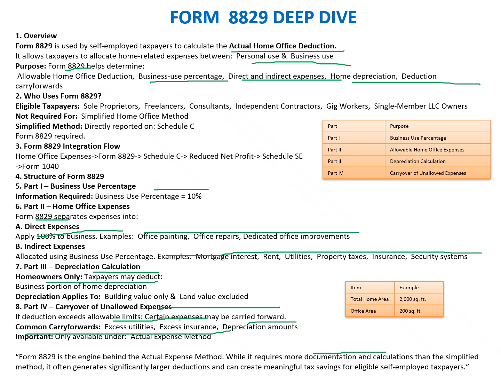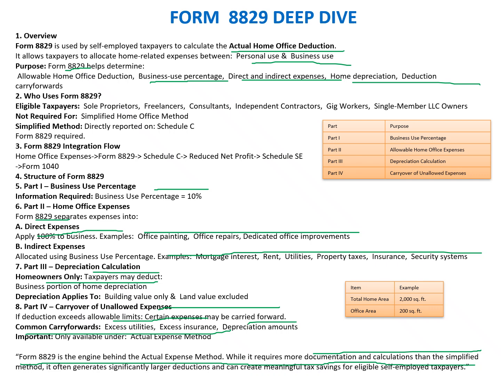While it requires more documentation and calculation than the simplified method, it often generates a significantly larger deduction and can create meaningful tax savings, both on Schedule C because it reduces the profit, and it definitely lowers the SE taxes as well as adjusted gross income. So we'll move to the next slide.